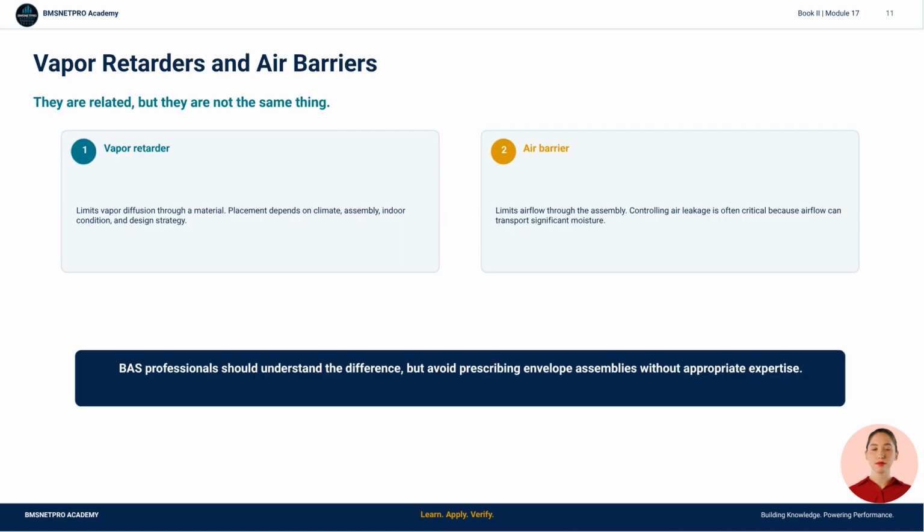A vapor retarder limits vapor diffusion, an air barrier limits airflow. One material can sometimes contribute to both, but the functions are different. Placement depends on climate, indoor conditions, assembly type, and design strategy. BAS professionals should understand why humidity or pressure changes affect moisture behavior, but we should not prescribe envelope assemblies without appropriate building science expertise.